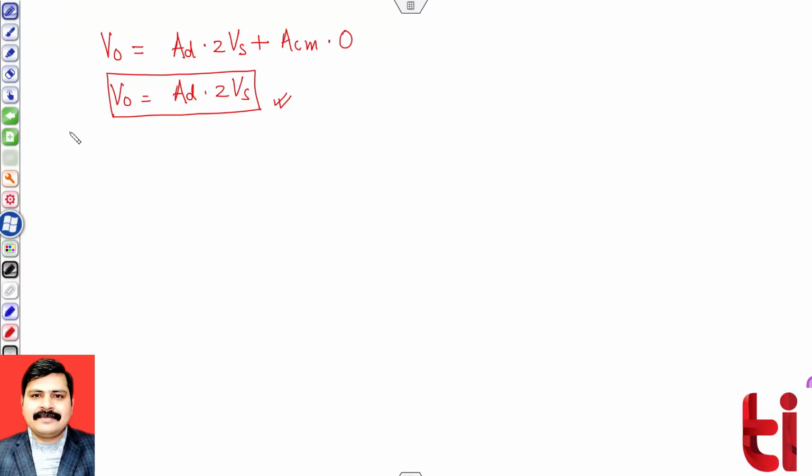Now let us consider the second case, when same polarity inputs are applied.